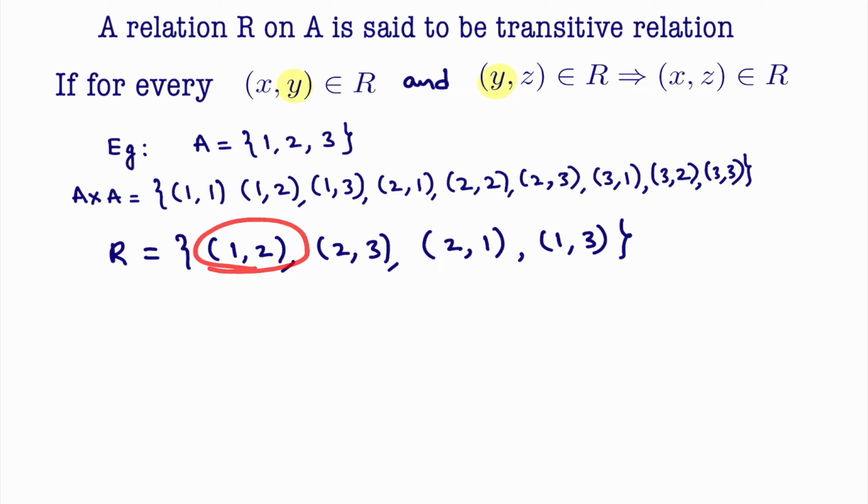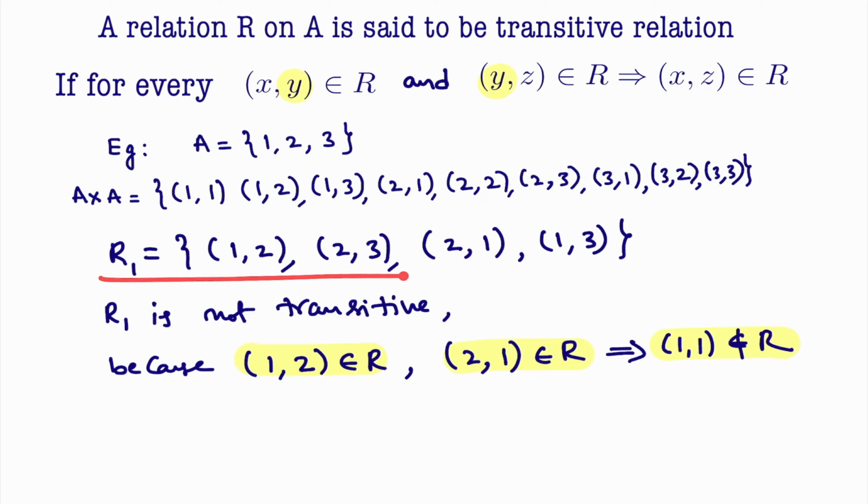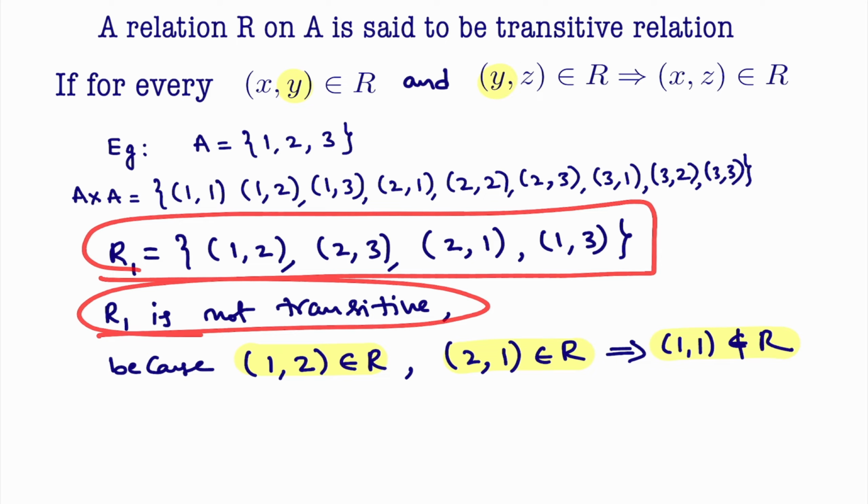Why? Just give the counterexample. In this case, (1, 2) and (2, 1) are there in this relation, but (1, 1) is not in this relation. Therefore, this relation is not transitive. Like that, we can say directly. So finally, I'll name it R1. R1 is not transitive. What is the reason? Because (1, 2) belongs to R and (2, 1) belongs to R implies (1, 1) does not belong to this relation. (1, 2) is there, (2, 1) is there, but (1, 1) is not in this relation. That's why we say that this relation is not transitive.